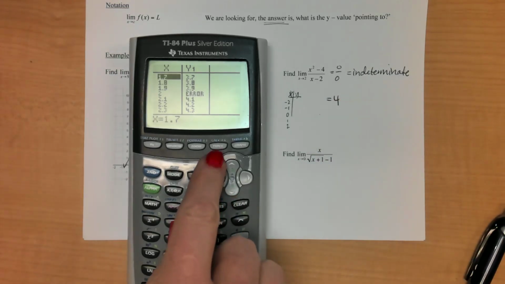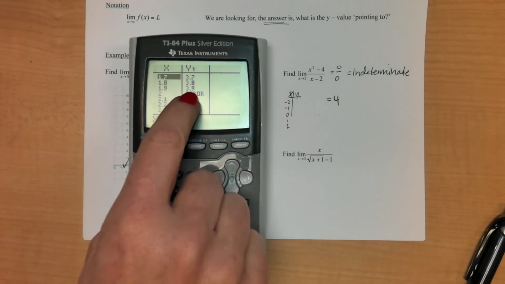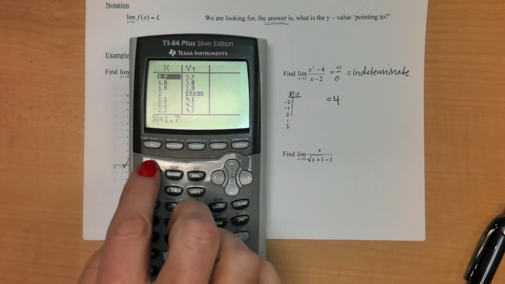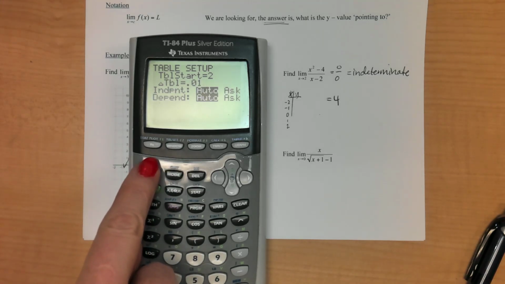But just to give you a better appreciation for that actually being a 4, maybe these numbers are too far apart and you can't quite tell in the next problem. So I'm going to go back to table set. I'm going to ask it to start at 2 again, and I'm just going to make this go smaller. So I'm asking my table to get more specific, go to a smaller decimal, a smaller increment of change.